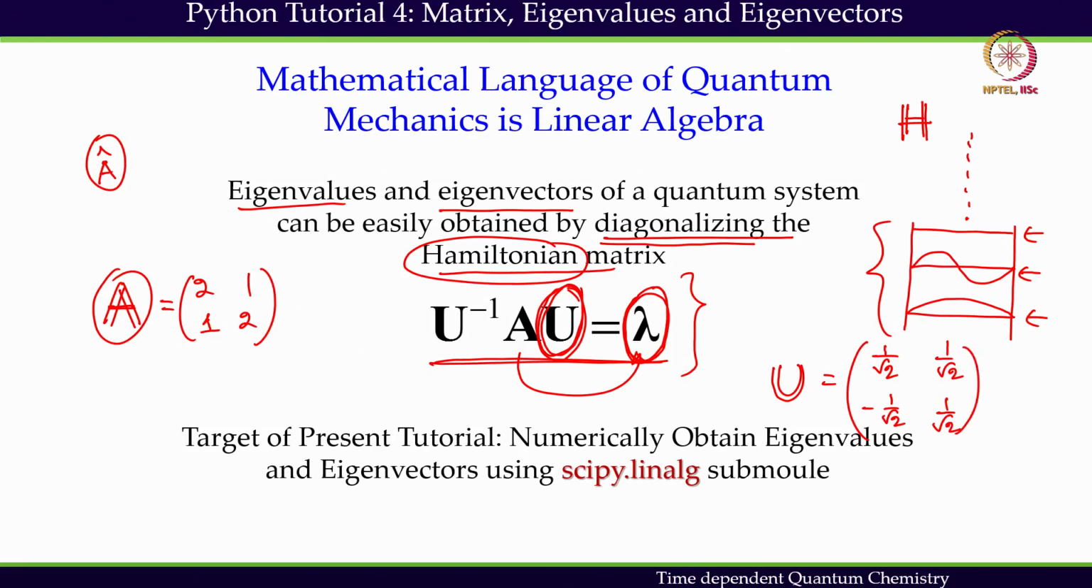So, if we diagonalize it, immediately this lambda we get as 1 0 0 3. So, one of the eigenvalues would be 1, another eigenvalue would be 3, and the corresponding eigenvectors are 1 by square root 2 times this column, and another eigenvector would be this column. So, this is the way we get that, and we have analytically shown how to get that, but in this tutorial we will check it numerically using Python programming.